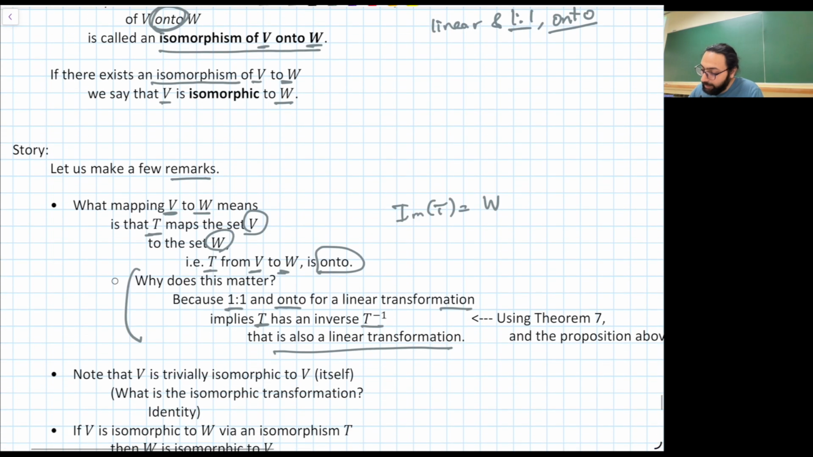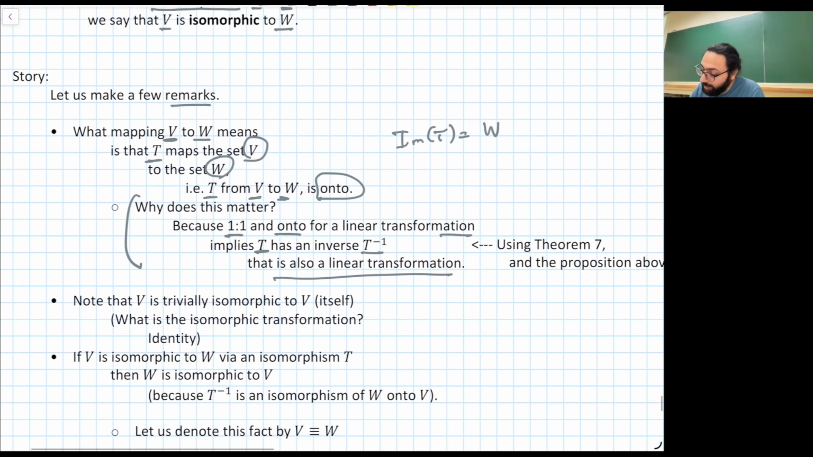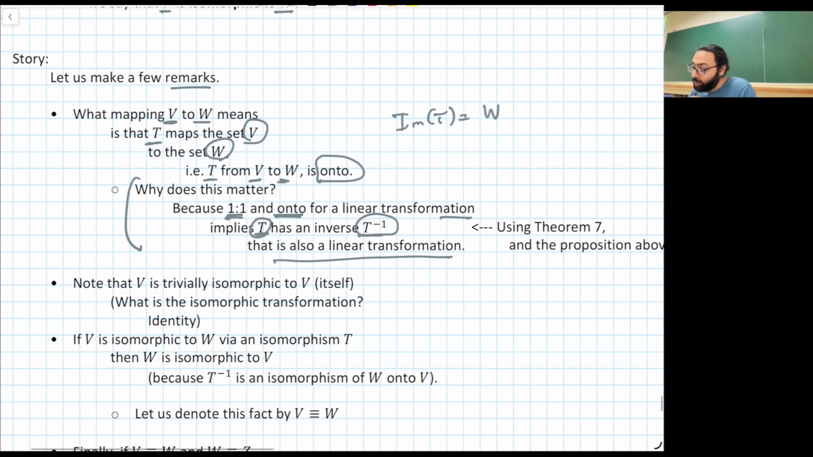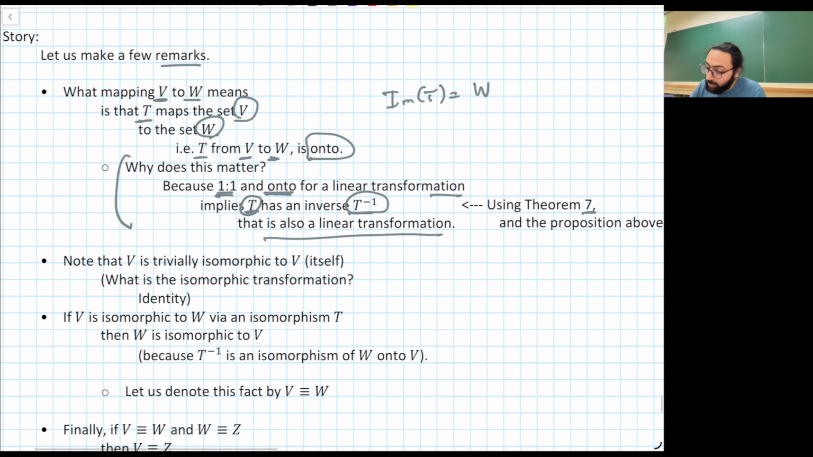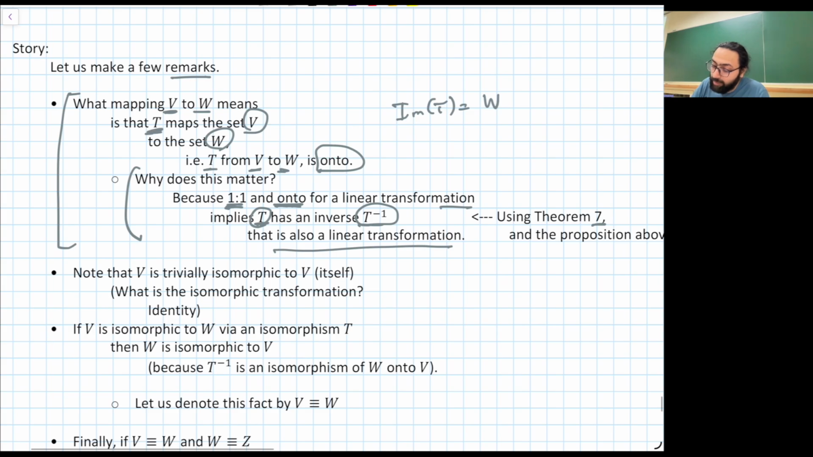Okay. So this is what it means. You're mapping V onto W, so this thing is one-to-one and onto, and that in particular means that T would have an inverse. One-to-one and onto means that T has an inverse, and we already proved in theorem 7 that if T is linear and T has an inverse, then the inverse is also linear. So this is one important thing to keep in mind: this map T is invertible and the inverse is linear.